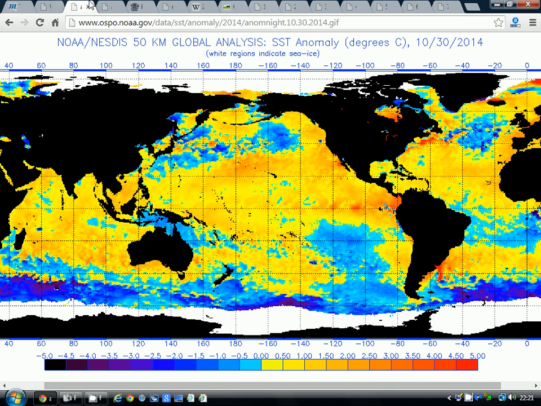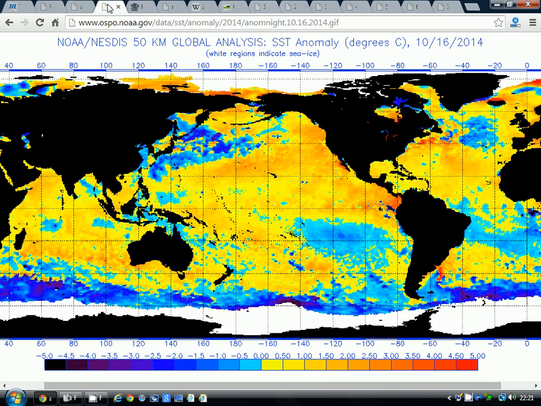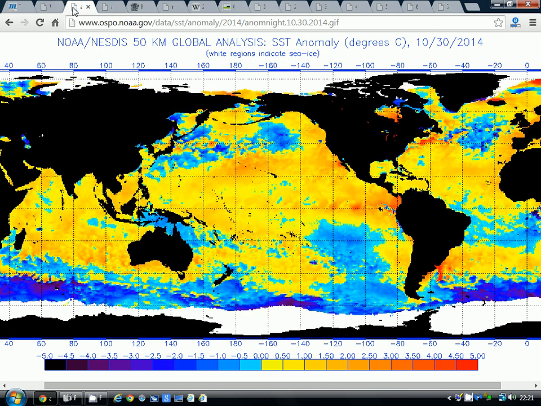If we go back to the last time we did the update, the fourth update, taken from the 16th of October, we can see that there's been a clear and definite increase in temperatures across the equatorial Pacific since then. So this was the situation on the 16th of October, and this is the situation now. Definite signs of warming taking place. So the ENSO is very gradually, very slowly coming on.